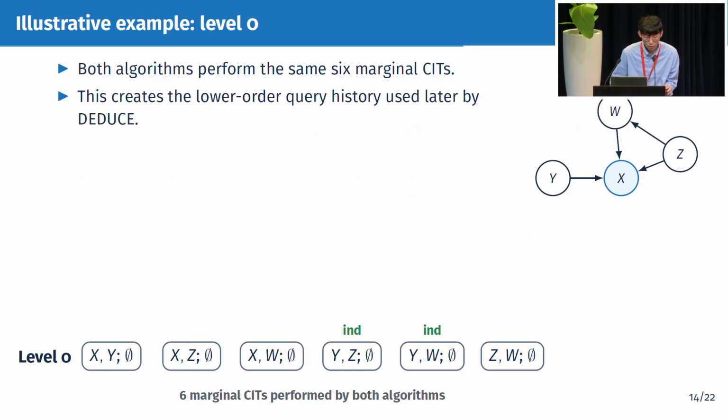So let me show how DFPC actually learns the graph from the motivating example. At level 0, there is no difference between the PC algorithm and the DFPC algorithm. Both algorithms execute the same 6 marginal CITs. And these outcomes form the initial query history that the Deduce module can use at later levels. In particular, notice the 2 independence findings shown in green.